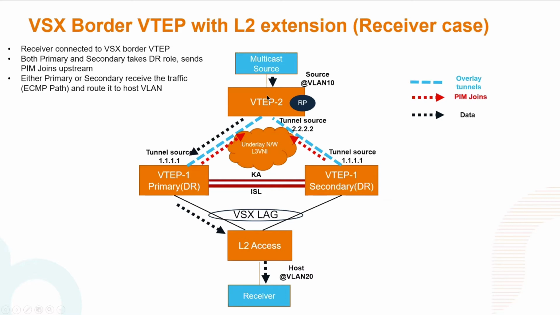Now the traffic can reach either primary or secondary, and whoever gets it will forward the traffic to the receiver. If it reaches the primary, the primary will forward the traffic to the receiver; if it reaches the secondary, the secondary will forward. If you inspect the M route, both will have this particular VLAN 20 in the O list. That is how this topology works.